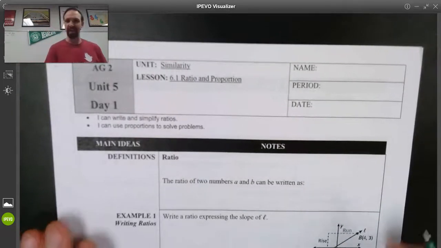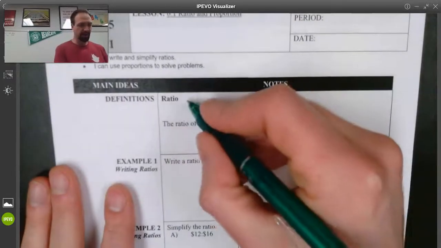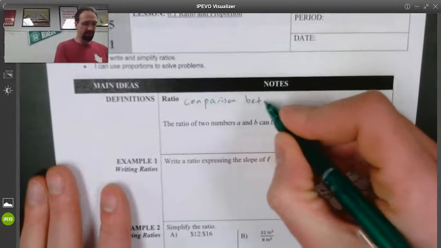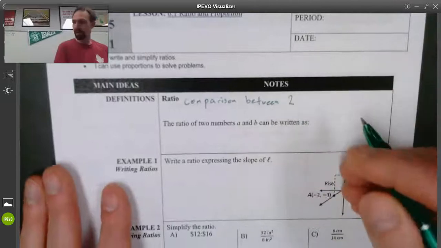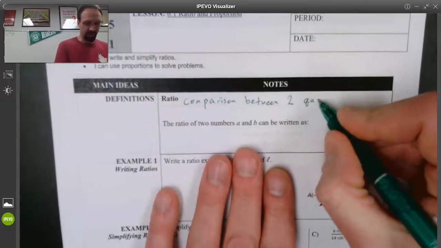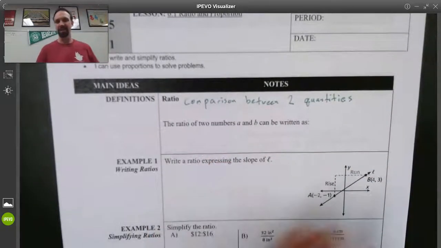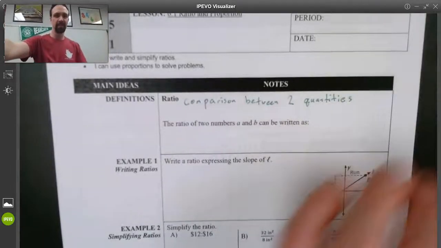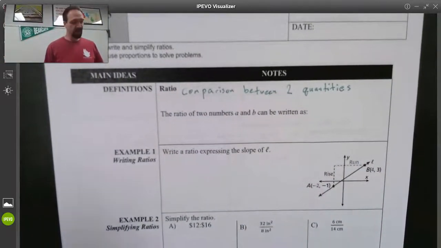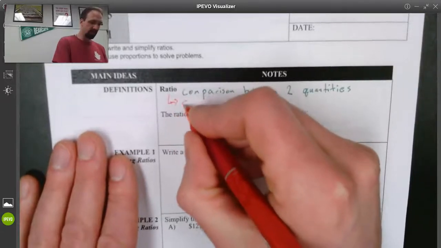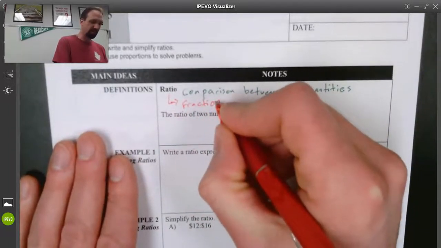A ratio is just a comparison between two quantities. I think it said qualities, but it's quantities, definitely numbers, not characteristics. A comparison between two quantities, or two amounts, two numbers. And this is usually a fraction of some sort. There are other ways to write ratios, but if you think about it as a fraction, then you're good. So the word fraction should come to mind when you see ratio.